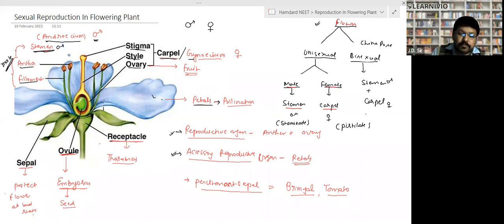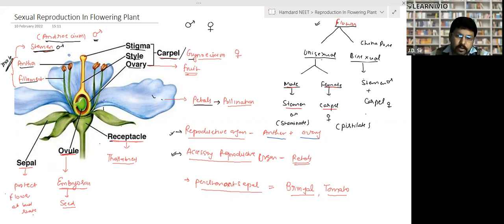One more thing which I have written over here. You can take the screenshot and write it down after that. Look, reproductive organs, what are they? The anther and ovary are the reproductive parts, right? The accessory reproductive parts are sepals and petals, right?